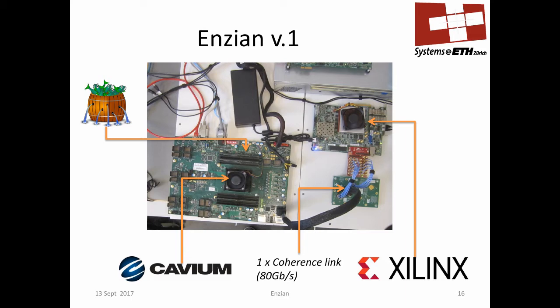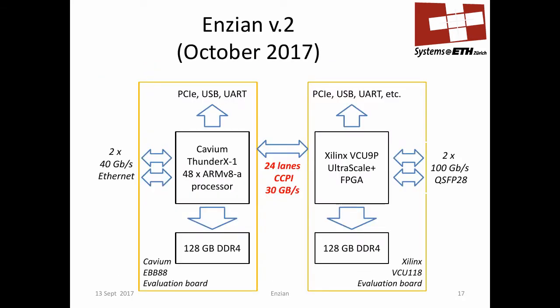So, it runs Barrelfish, of course, naturally. You can probably boot Linux on it. We haven't tried, but we suspect there's no real problem. This board by itself will happily run Linux. The next step, which is basically next month, is to upgrade this link. The Cavium has up to 24 lanes of CCPI, and that'll give us 30 gigabytes a second of coherence traffic between the two. And that's basically just 3 of those cables that I just showed on the previous diagram.